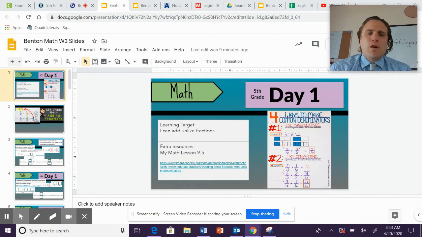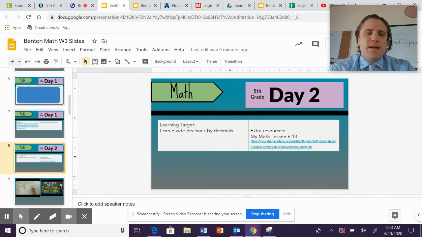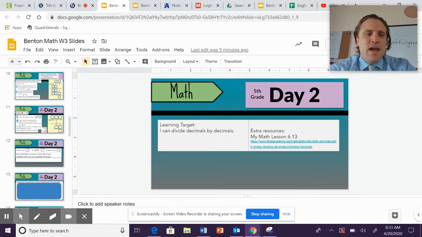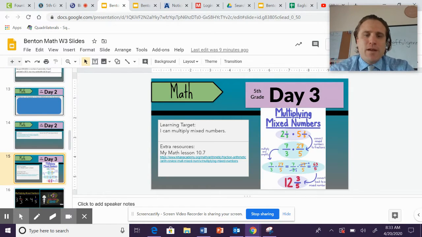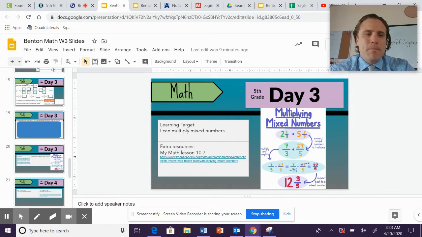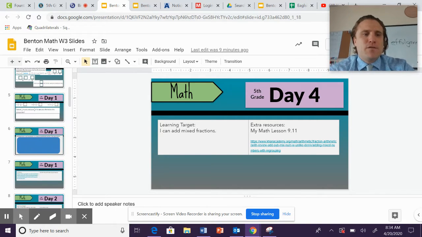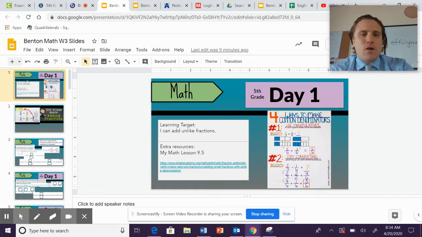So, our learning target for day one is adding unlike fractions. And then our learning target for day two is dividing decimals by decimals. And then day three, we're going to be looking at multiplying our mixed numbers. That's always fun. And then day four, we're going to be adding mixed fractions. So we're going to start right back here with adding unlike fractions because that's kind of a good little loop around to where we're going to wind up at the end of the week.